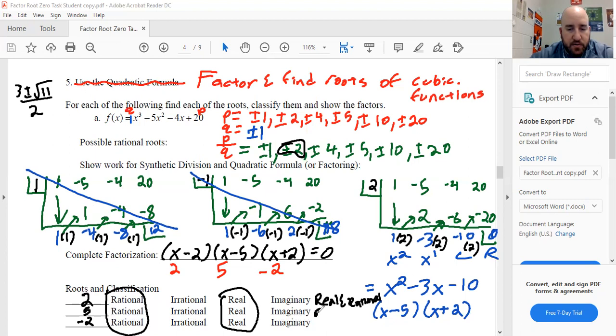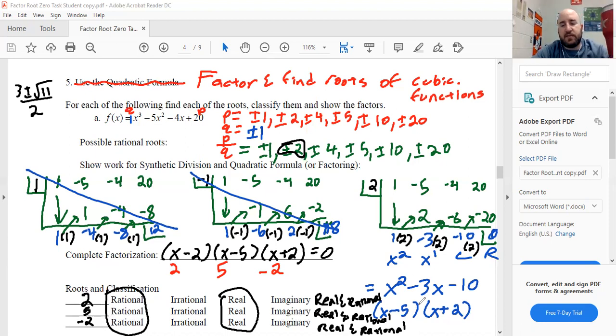Real and rational. I know my handwriting is small because I'm trying to fit it into the space and it's not pretty, but real, R-E-A-L, and rational, R-A-T-I-O-N-A-L. All right, so again, it looks like a lot of writing, but that's what I need for the first problem.